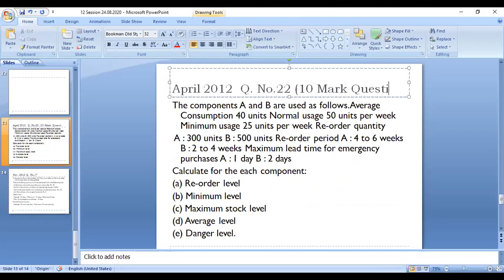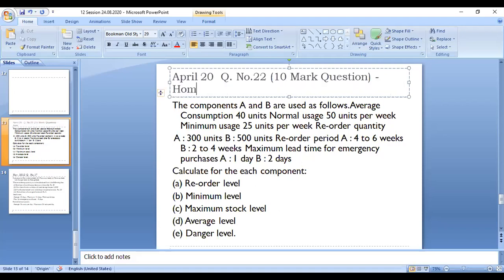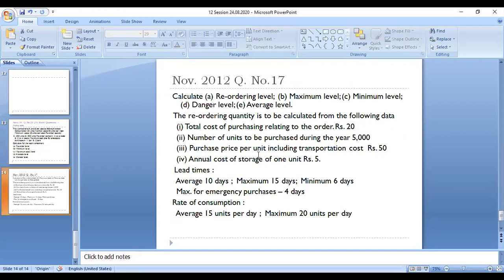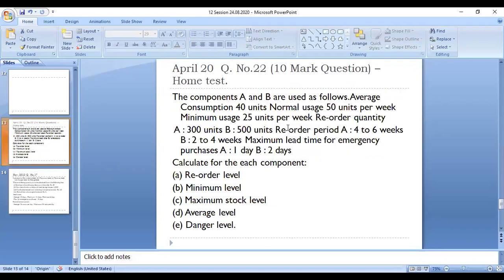Okay, so now you can read the problem and understand. You have to do this question and practice at your home. It's called a home test. You can take a home test. I will share the slides here also. Two products are given, A product and B product, with all the information: reorder level, minimum level, maximum level, danger level, average level. This is your question.